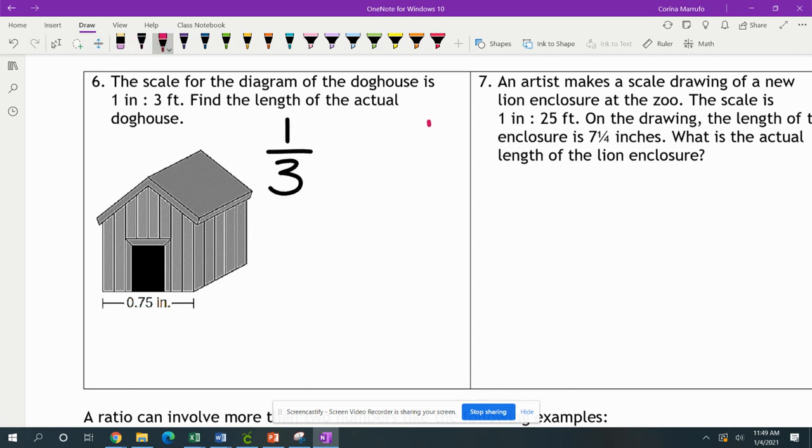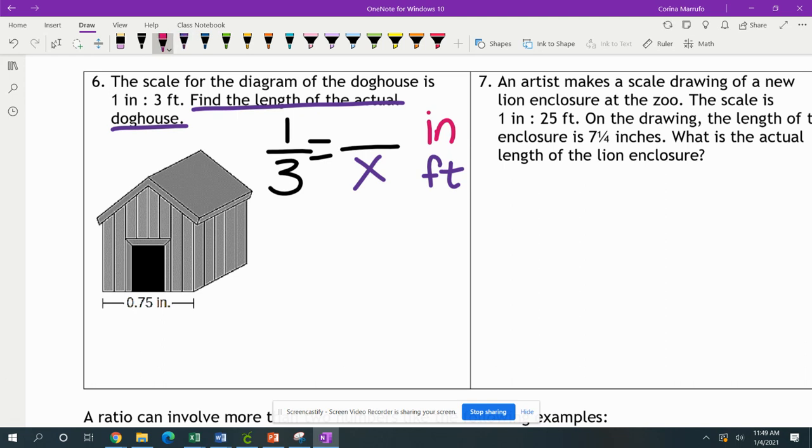On the top is going to be the inches. On the bottom it is going to be the feet. Okay. Then they say find the length of the actual doghouse. So the actual doghouse is not going to be this tiny little thing. The actual doghouse is going to be the feet. So it's going to be the X.